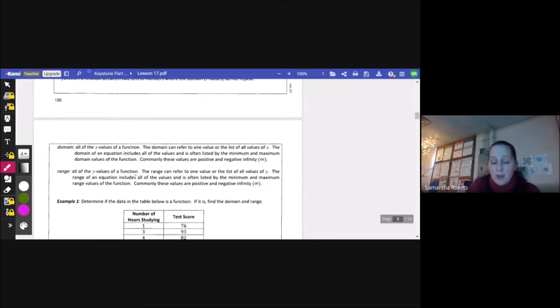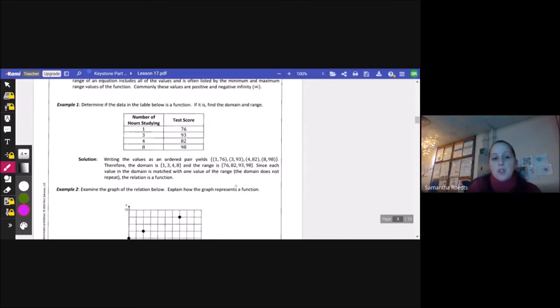Range, all the y values of a function. The range can refer to one value or a list of all values of y. The range of an equation includes all the values and is often listed by the minimum and maximum range values of the function. Commonly, these values are positive and negative infinity.